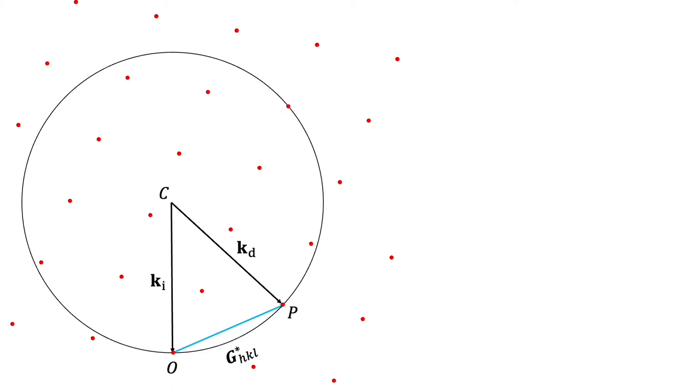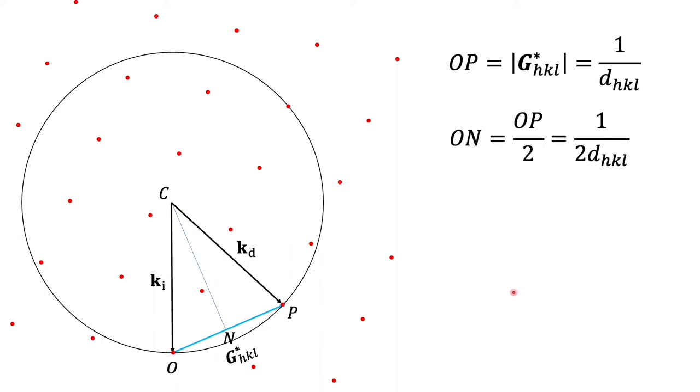Now, let me show you the equivalence of this construction to the standard Bragg's law. This is not difficult to show. All I have to do is to drop a perpendicular CN on OP. If I do that, notice that OP is the reciprocal lattice vector G star HKL. So its length OP is simply 1 by DHKL, where DHKL is the interplanar spacing of the plane HKL. So OP is 1 by DHKL, and ON by geometry is half of OP, and so it is 1 by 2 DHKL.